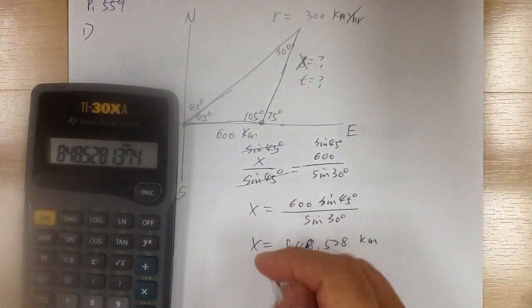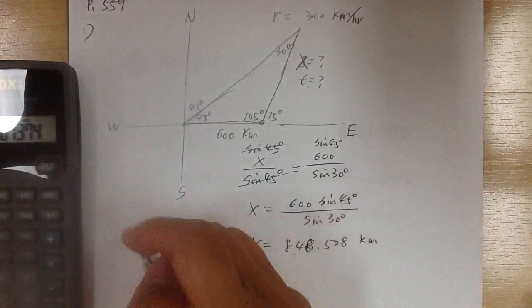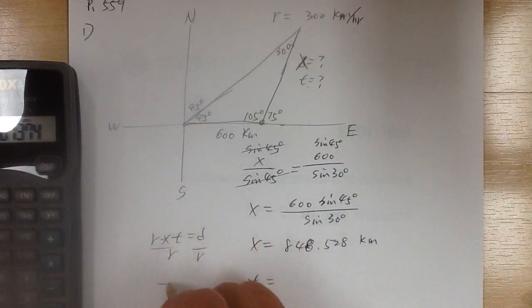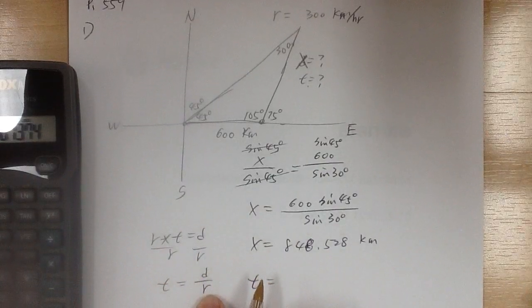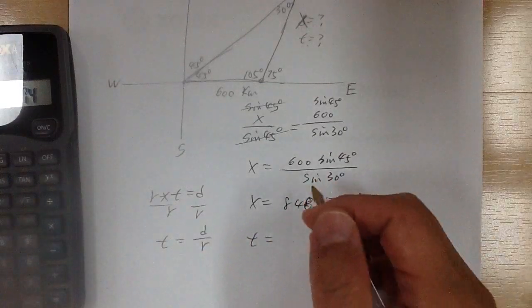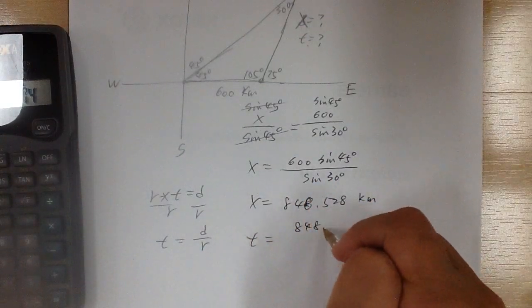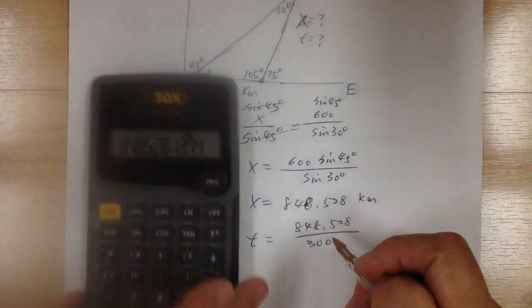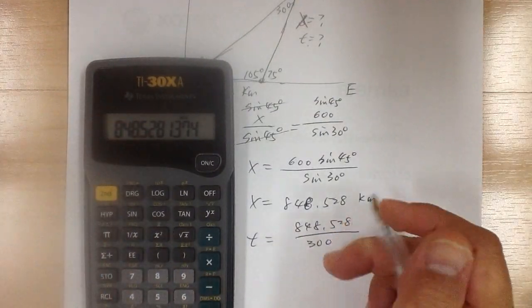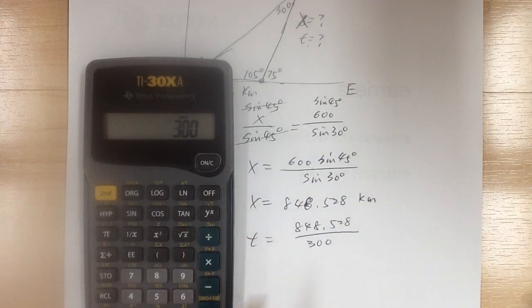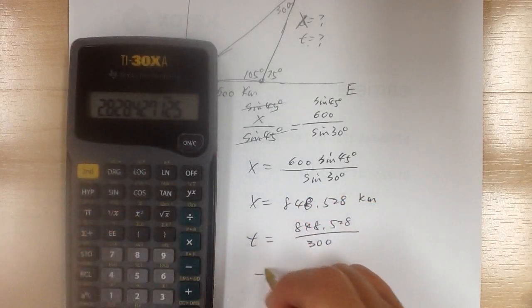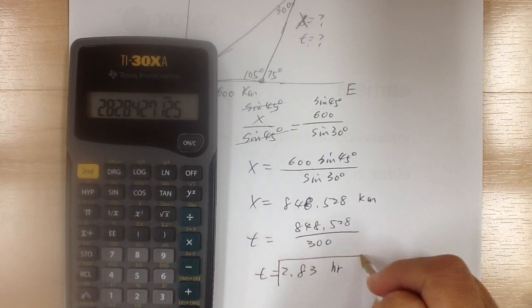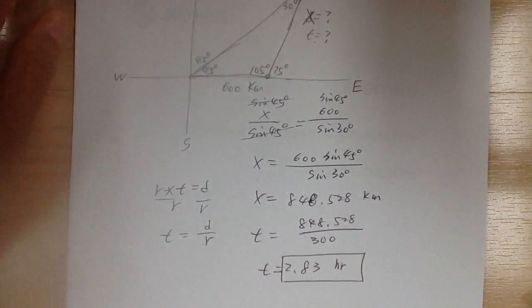Then to find the time, if you remember, rate times time equals distance. So to find time, you have to divide by the rate. So time equals distance divided by the rate, okay? So time equals 848.528 divided by the rate r, which is 300, okay? So don't erase, don't reset. Just use that number divided by 300, and this will give you t equals 2.83 hours. Okay, and that's it for number 1.